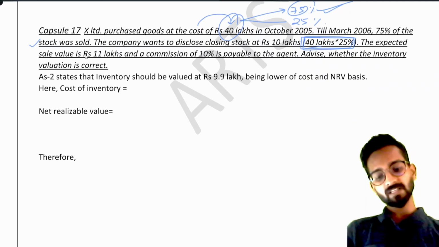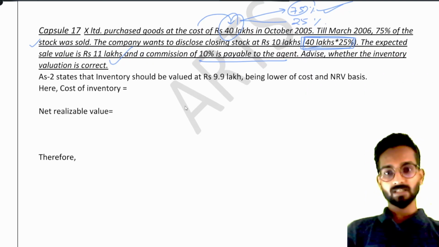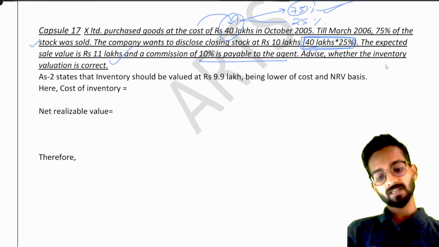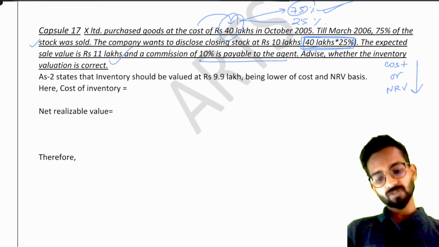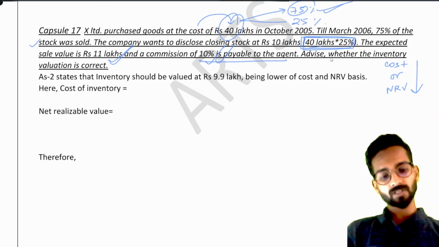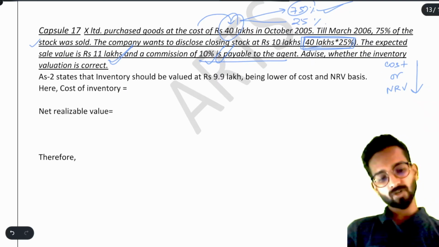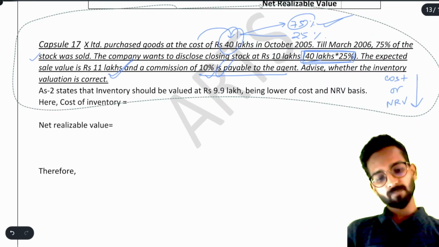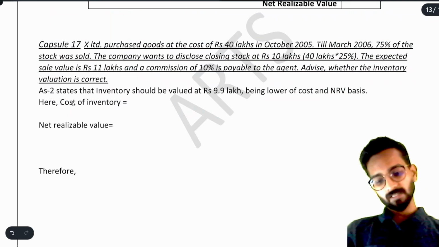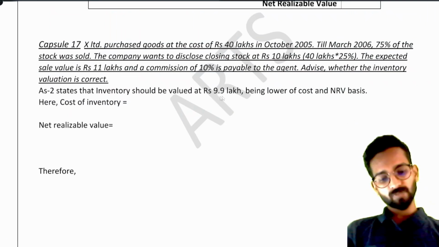Simple. The expected sale value is rupees 11 lakh, and a commission of 10% is payable to the agent. As soon as we read the question, we should remember that the goods should be valued at cost or NRV, whichever is lower. Advise whether the inventory valuation is correct or not. How will we advise? First we will find cost and NRV both, then we can compare. Now it says AS 2 states that inventory should be valued at rupees 9.9 lakh, being lower of cost and NRV. This is the final answer.